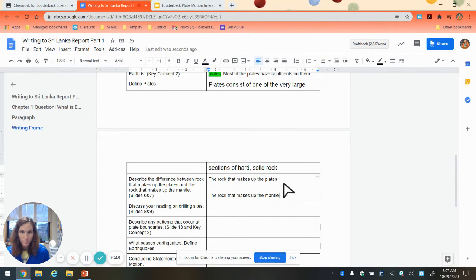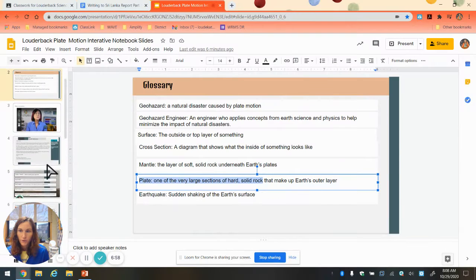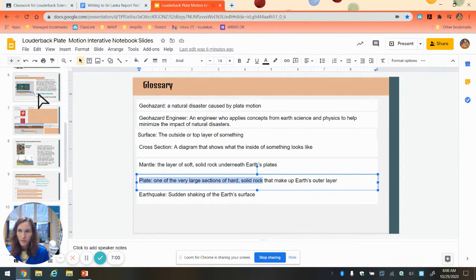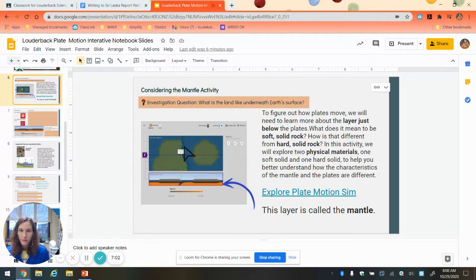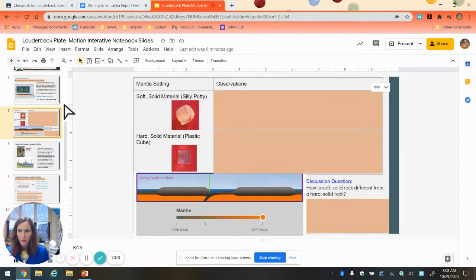So now I need to figure out what type of rocks make up the plates versus what type of rocks make up the mantle. And it's telling me to go to slides 6 and 7. So I go back to my plate motion. I'm going to go find slides 6 and 7. And this is the lab that we looked at in both the simulation and with the silly putty and cube.